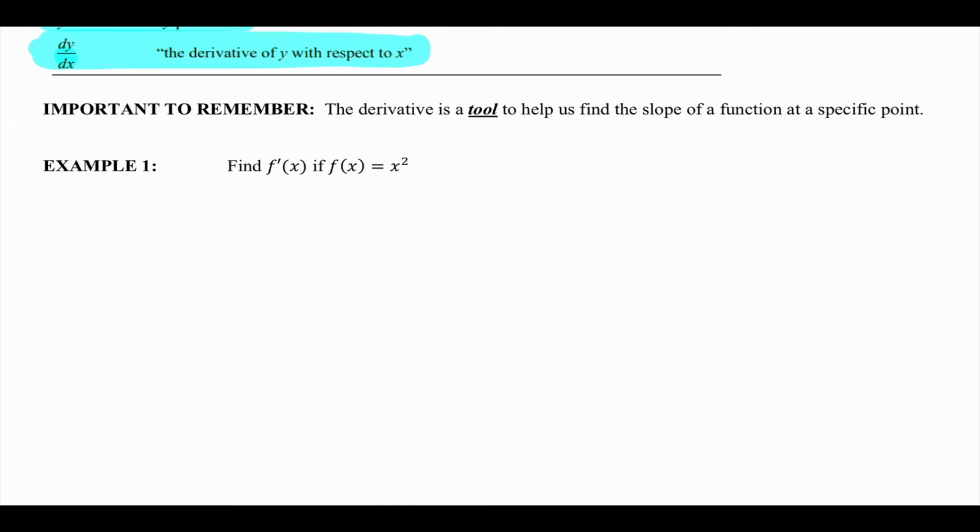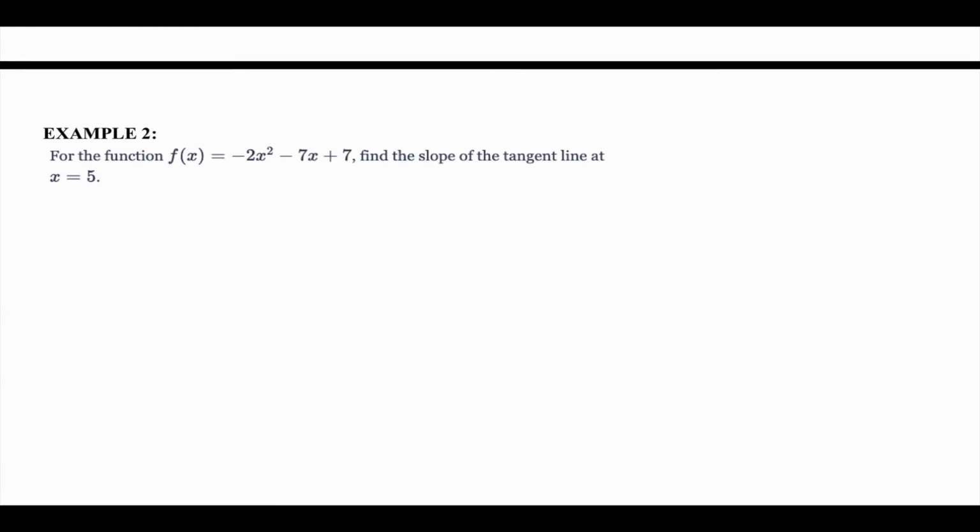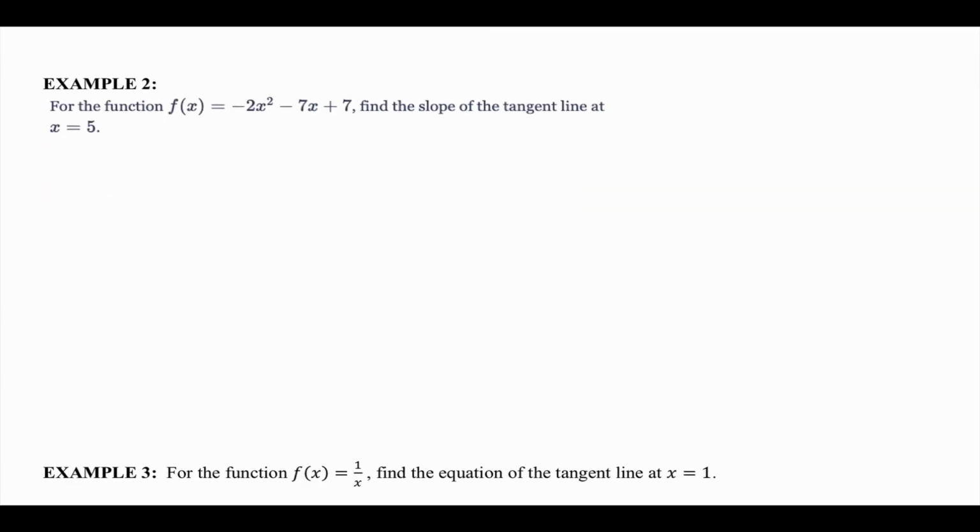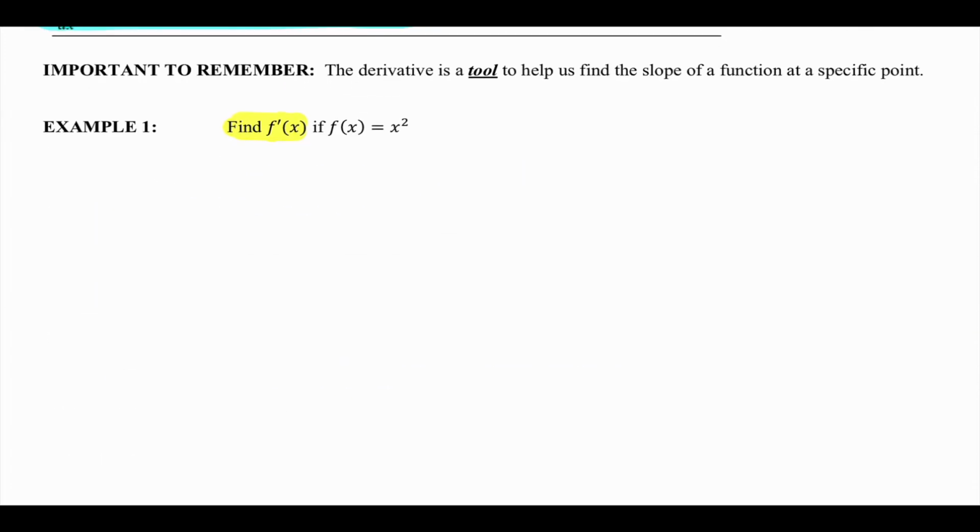The first question says, find f prime. That's just the derivative. But if you look further, we have to find the slope later, right? So sometimes you're done with the derivative, sometimes you have to use the derivative. Okay, so how are we going to use this?